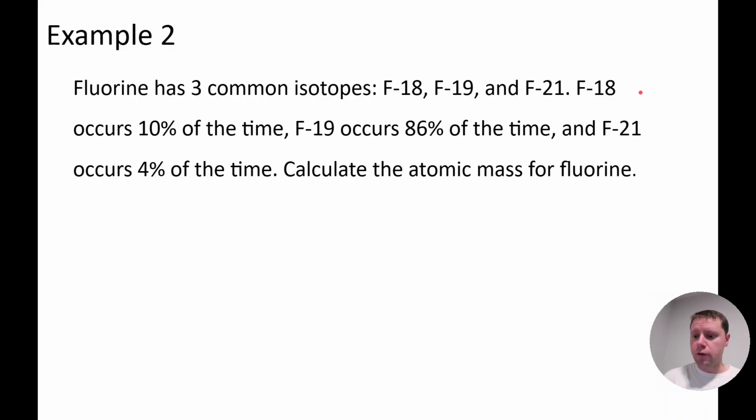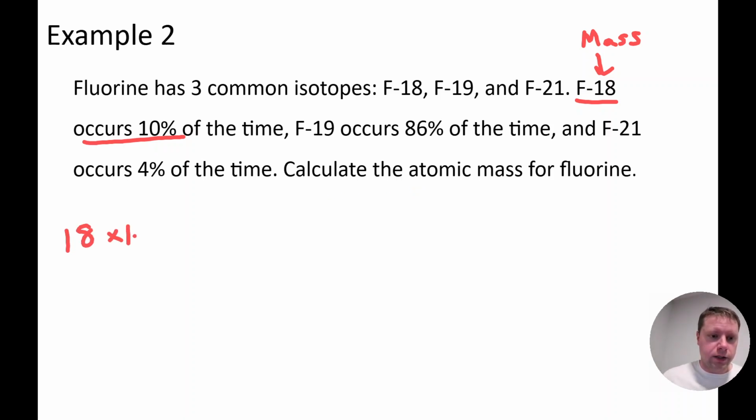So if we start with the first mass, that's F18. And F18 occurs 10%. Okay, so we use the mass because this number is our mass number. This is our hyphen notation. So the number after the dash, which is called your hyphen, is your mass. So we're going to use the mass, which is 18. We're going to multiply it by our 10 and then divide it by 100.